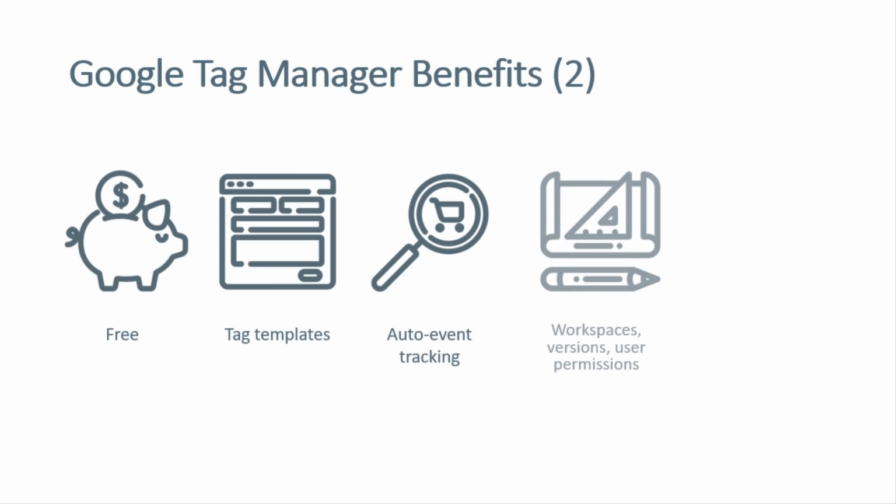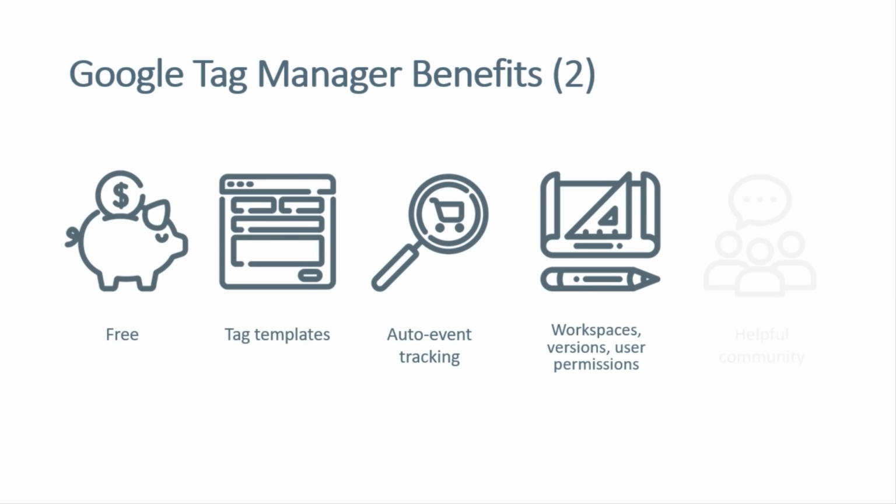Multiple members of the team can work in a Google Tag Manager container at the same time. There are workspaces, there are versions. So for example, if you publish your changes and something goes wrong, you can revert to the previous version. Also, you can limit permissions of your employees or your colleagues or partners or whatever. So if you don't trust someone enough to give them all the permissions to the container, you can limit them just to edit, but not publish, for example.